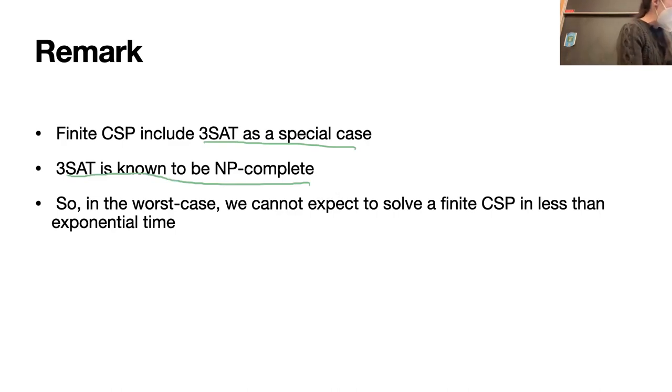So what that means is that in the worst case, we cannot expect to solve a finite CSP in less than exponential time. So what's the key takeaway here? We've seen a lot of really small problems that you can play with. Same with Sudoku, right? In 5 minutes, most of you probably solved it. But in the worst case, we can't expect to solve these constraint satisfaction problems in any less than exponential time. So what we're going to be doing for the rest of this class and into next class is thinking about better ways that we can solve constraint satisfaction problems.